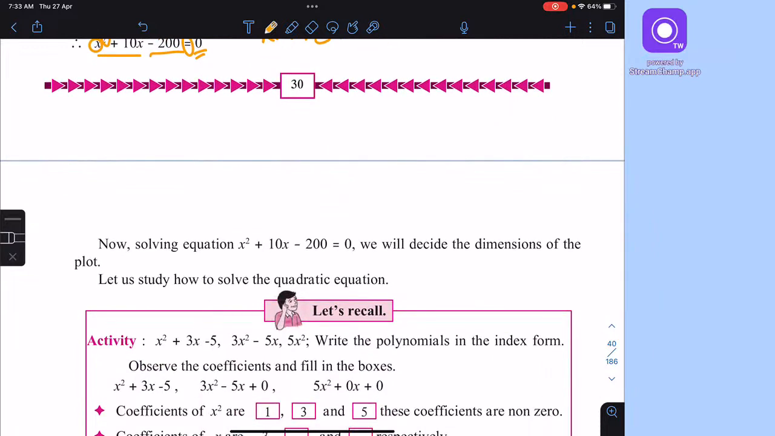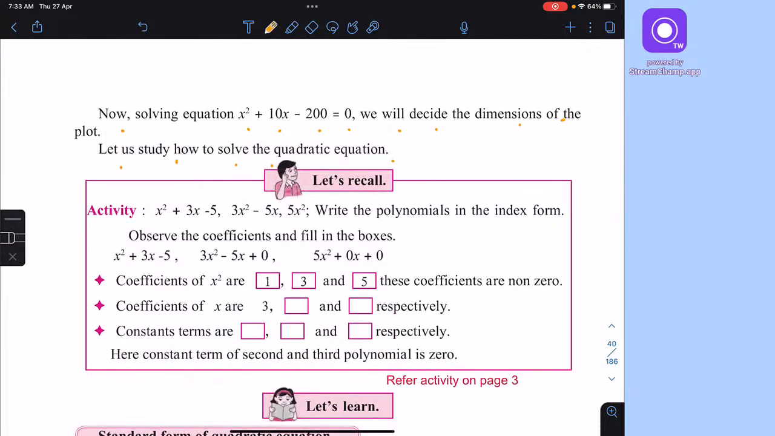Now solving this equation, x square plus 10x minus 200 is equal to 0, we will decide the dimensions of the plot. Now let us study how to solve a quadratic equation. They are given some activity. x square plus 3x minus 5, 3x square minus 5x, 5x square. Write the polynomials in the index form. Observe the coefficients and fill in the boxes. So 3x square plus 3x, x square plus 3x minus 5, 3x square minus 5x plus 0.